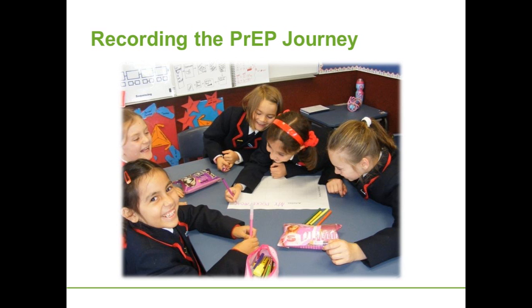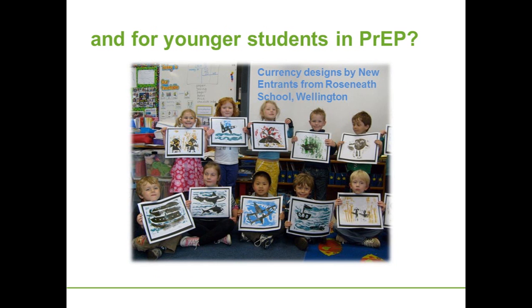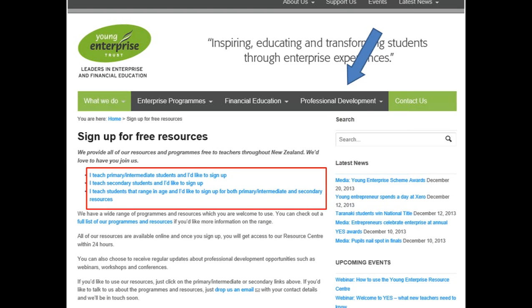Okay, now moving to our slides on how to access the resources. If you have a look here, to access those resources you need to go to our website, and we've got the website address there for you, www.youngenterprise.org.nz, and you'll see the Professional Development tab, and if you click on Sign Up for Free Resources, you'll be able to go in and click on the ones that you would particularly like to use.